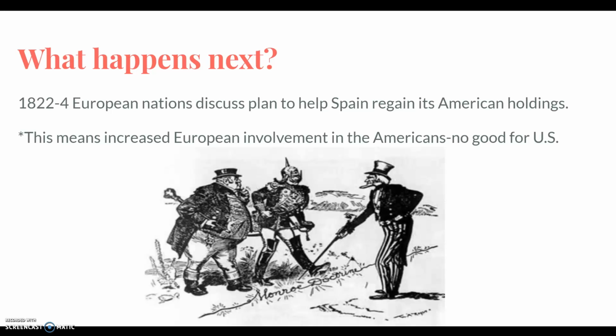Well, in 1822, 4 European nations, France, Austria, Russia, and Prussia, discuss a plan to help Spain regain its American holdings. This possibility of increased European involvement in Americas troubles President Monroe. They believe that that is not good for the United States, and they are also concerned about Russia's intentions of possibly controlling land in the Northwest. So what is going to happen is something called the Monroe Doctrine, and that's where I will leave you right now as we get into that.